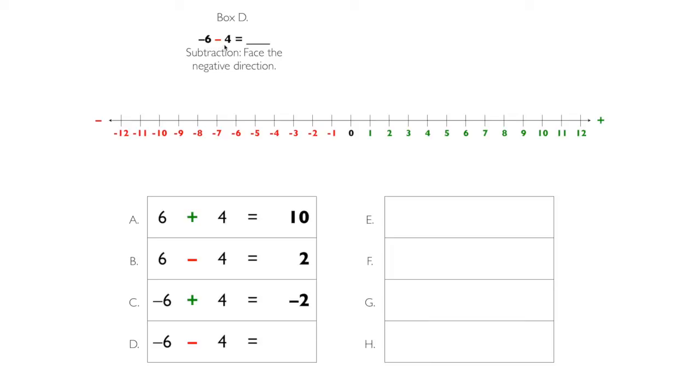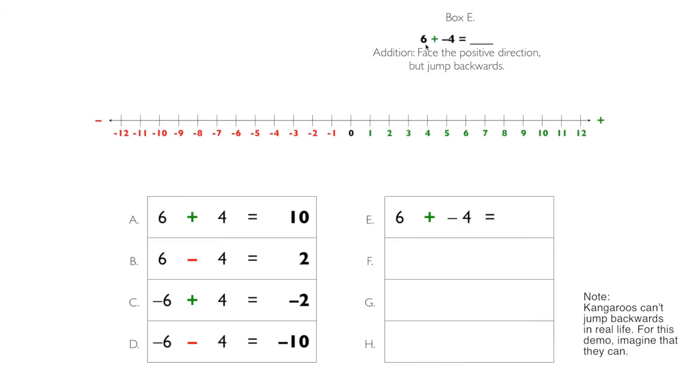-6 minus 4. Start at -6 and face the negative direction. Here's -6, and we face the negative direction. Now jump 4 spaces. 1, 2, 3, 4. -6 minus 4 equals -10. Write it down. Now in box E, it's going to be a little different.